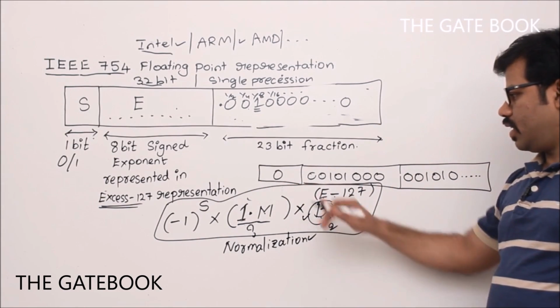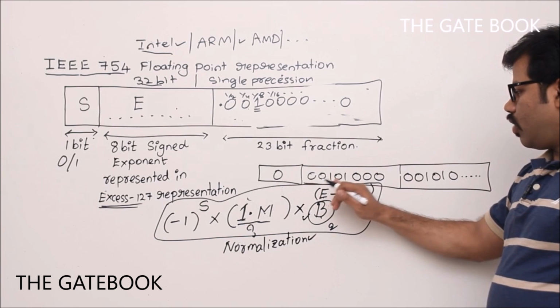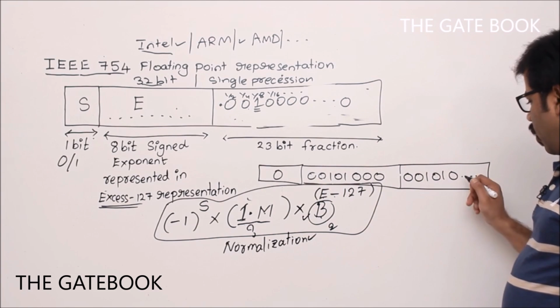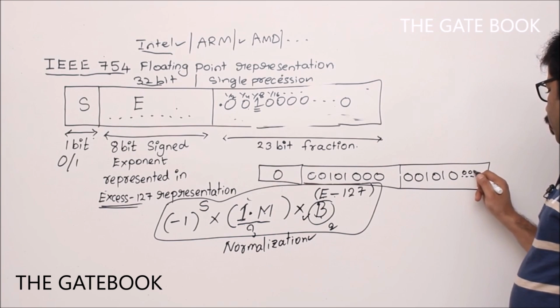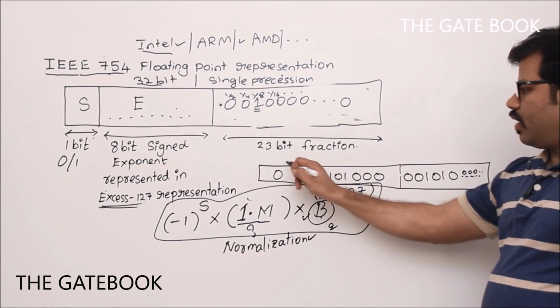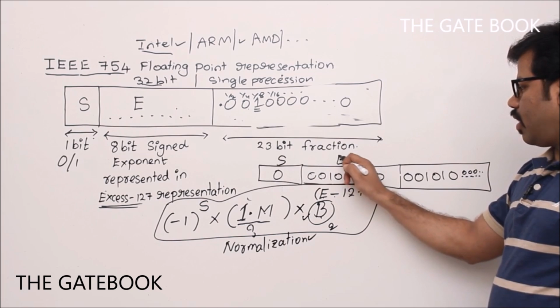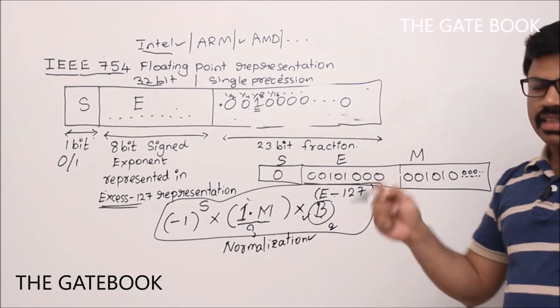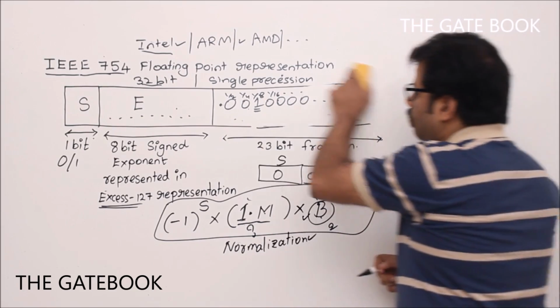Example, you see here: 0 0 0 1 0 1 0 0 0 0 0 1 0 1 0, followed by all zeros. If it is given as sign here, exponent here, mantissa, what is the decimal value of this pattern? This kind of question they ask in the GATE exam. Then we will see.